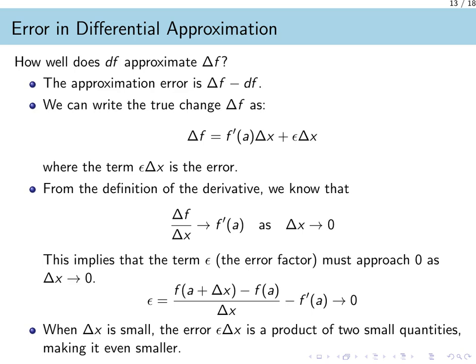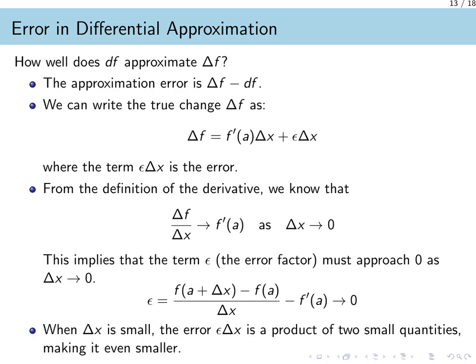Understanding the error is crucial, because it confirms that our linear approximation becomes extremely accurate for small changes in our input. We can write the true change, delta F, as the sum of our estimate, which is f prime of a times delta x, and a small error term. This error term is itself a product of two quantities, an error factor we call epsilon, and our original change, delta x.